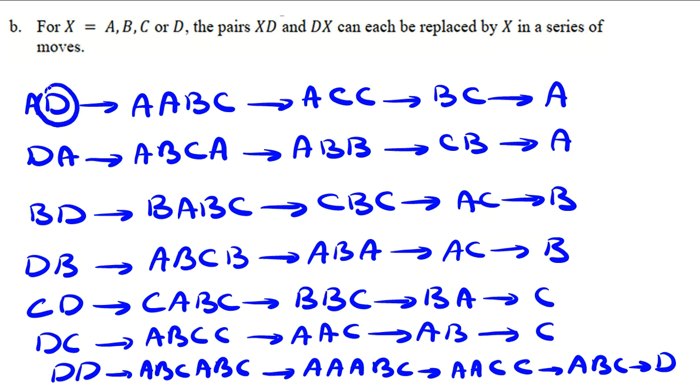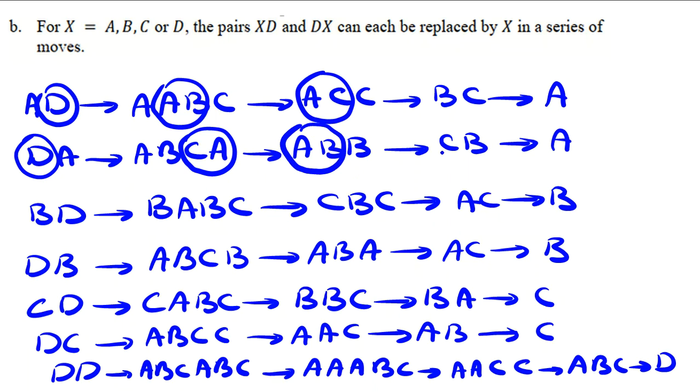Okay, AD, consider D here. A we had, D replaced with ABC, and then we replace AB with C, so it would be ACC. And then you can replace AC with B, so it would be BC, and then you replace the whole BC with A. So the first part we proved. Now DA: replace D with ABC, and then replace CA with B. So we have A, B, B. Now replace AB with C. CB, now replace the whole CB with A by the assumption of the problem.